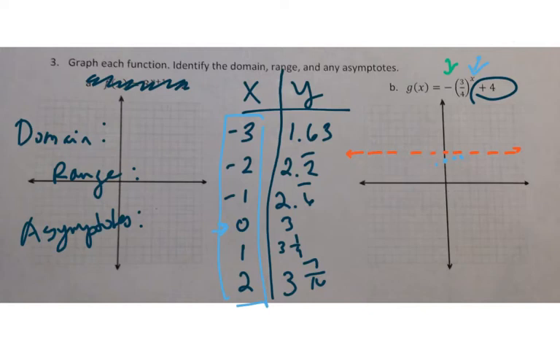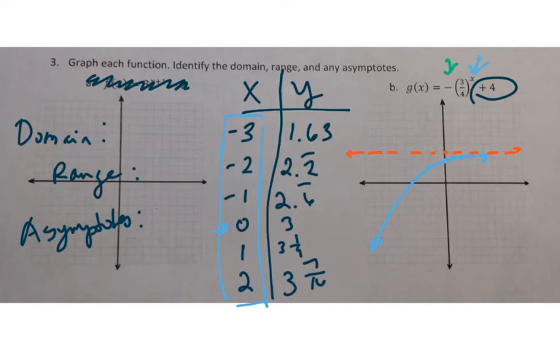We get 2.2, and then we get 1.63. So we get the sense that it's getting further away from the asymptote. It's going to look something like this. Okay, so we have that reflection over the x-axis and then an upward shift of 4.